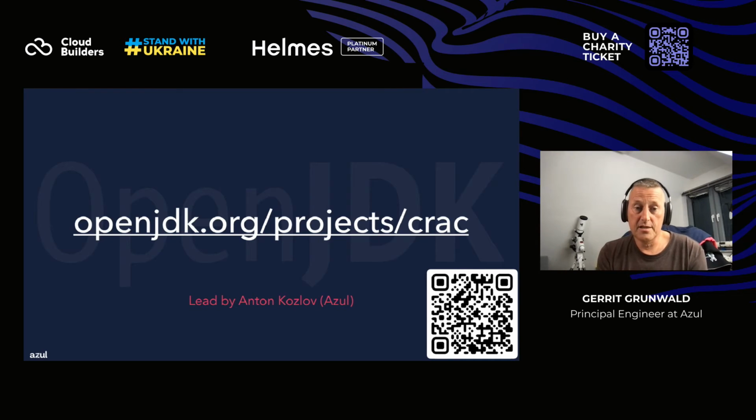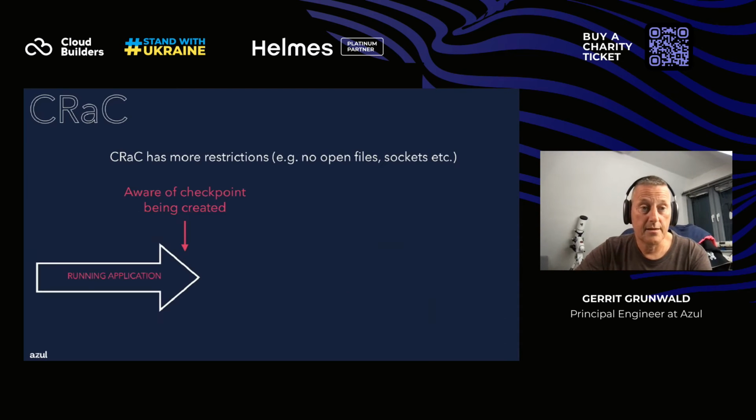You can find it under openjdk.org projects CRaC, and it's led by one of our engineers called Anton Kozlov. So you can check it out there. It's an official project, and the stuff that you can download there, and that I will show you later on, is an OpenJDK built from Oracle OpenJDK. So this is not Zulu or something. It's really OpenJDK.